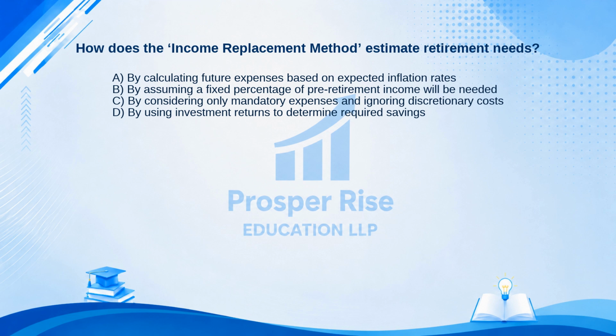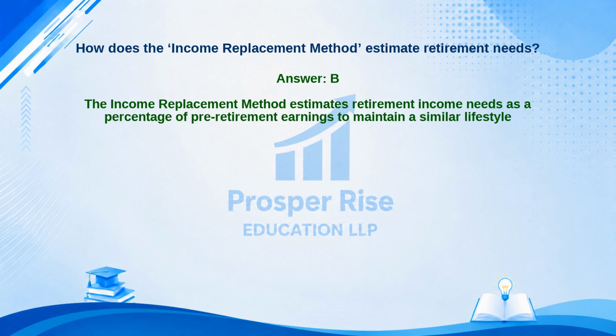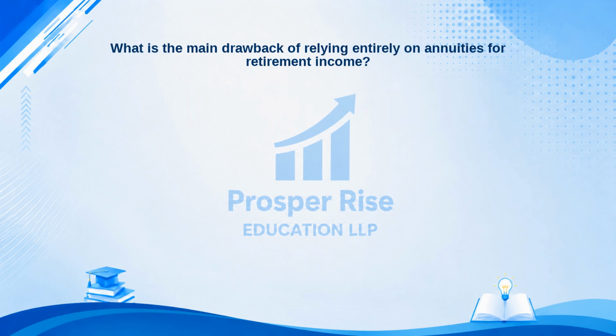Take a moment to pause the video and decide. The correct answer is option B. Let's see why. The income replacement method estimates retirement income needs as a percentage of pre-retirement earnings to maintain a similar lifestyle. Moving on to the next one.